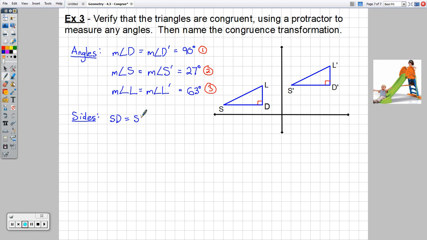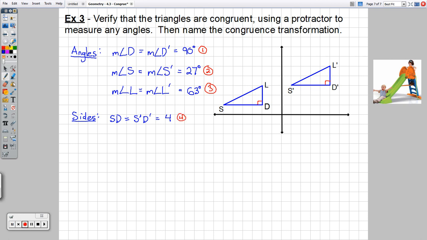So SD is S prime D prime. Remember, if you don't write anything above it, that means the distance from that point to that point. And so this would be 4. I see that that's 4 there. It's a jump of 4. So that's step 4.